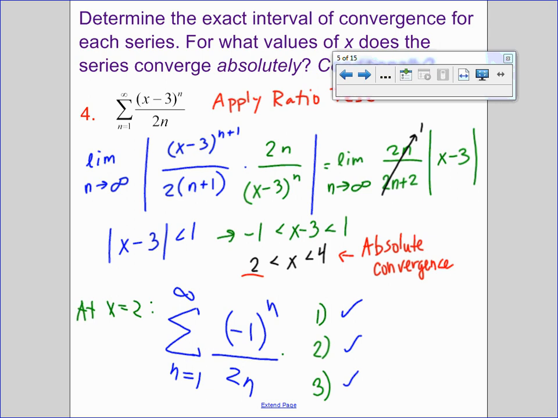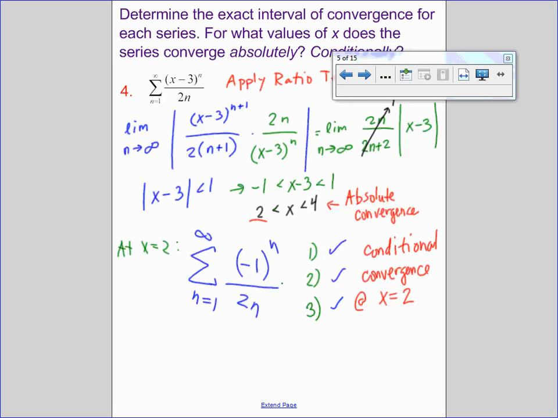So at x equals 2, the series converges by alternating series, but because it diverged in the absolute, that is conditional convergence at x equals 2. One more check, you guys, and then we're done.